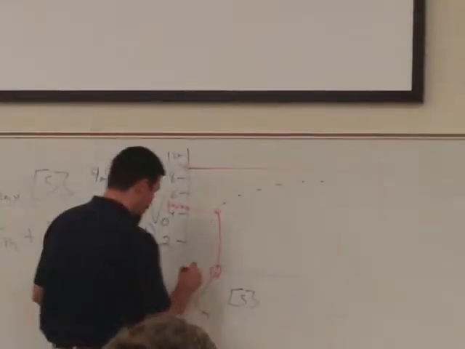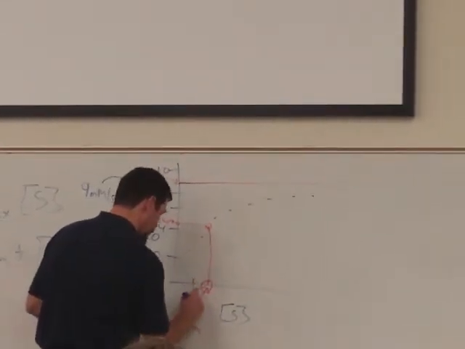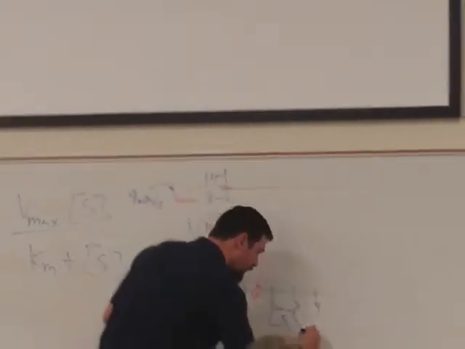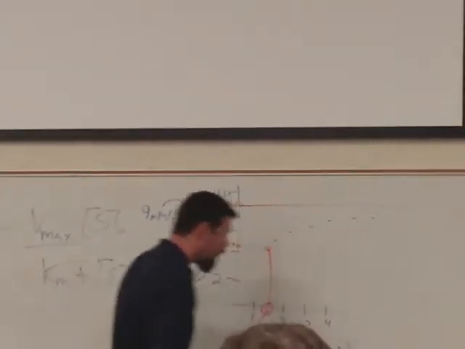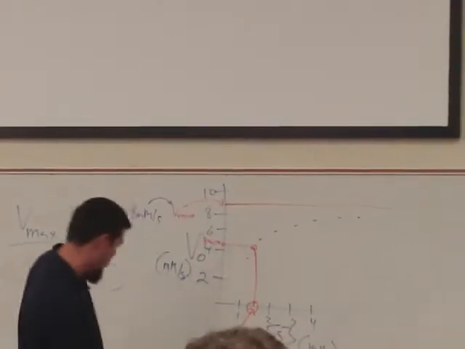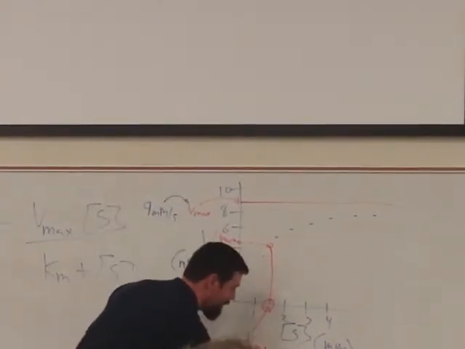So let me put in some values here. So this is 1, 2, 3, 4, and substrate concentration, in this case is millimolar, right? We would be at a Km equal to about 1.5, right?